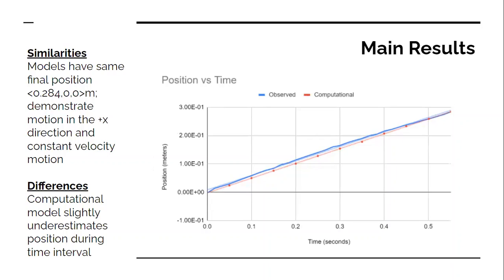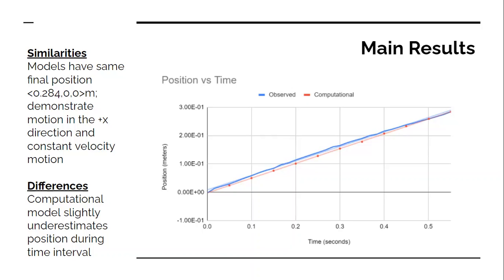Now, some similarities are that both models have the same final position, which is good. And they both demonstrate motion in the positive x direction and constant velocity motion. One of the main differences is that the computational model slightly underestimates the position during the time interval. But that could just be because I used a different code than the starter code that was provided for this lab, because I was having some difficulties with it. But it essentially gave us very similar, almost equivalent results.